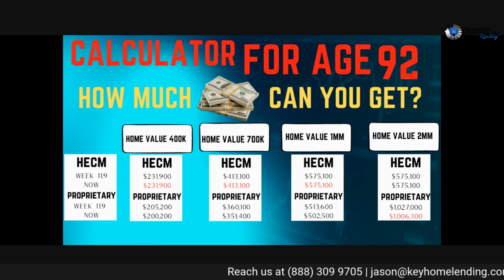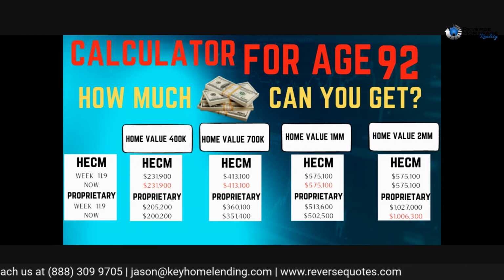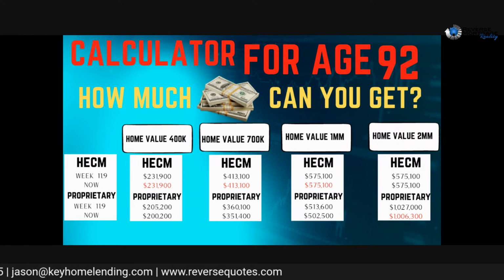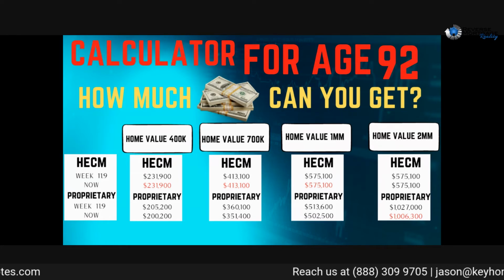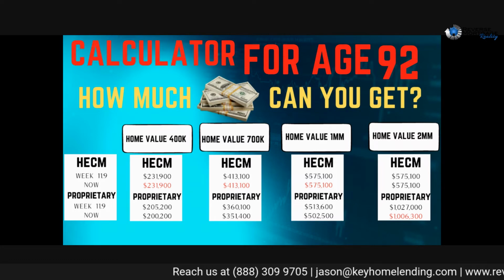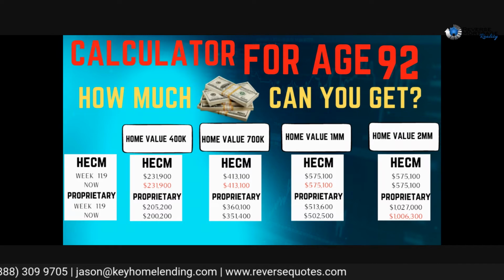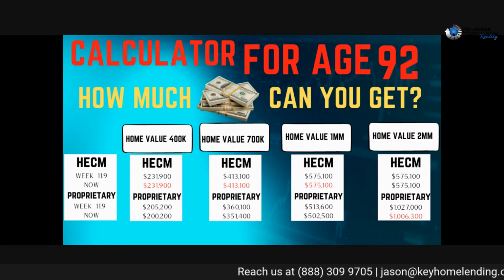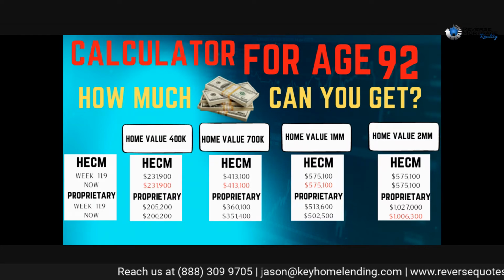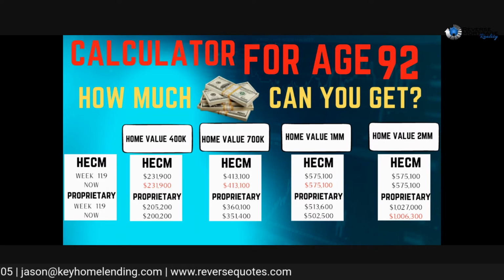The reason why I'm illustrating this now is that at this older age, the HECM actually gives more money than a proprietary. The only reason to get a proprietary at the age of probably mid 80s or higher is if you absolutely need to get all your cash right away, or if that difference, let's say in a $1 million home where the HECM is 575 and the proprietary is 502, that's a pretty big difference right there. So really the only reason to get a proprietary reverse in your 80s or 90s is if you need all the money up front, because the HECM will only give you a certain amount up front. We'll do that in the next slide.